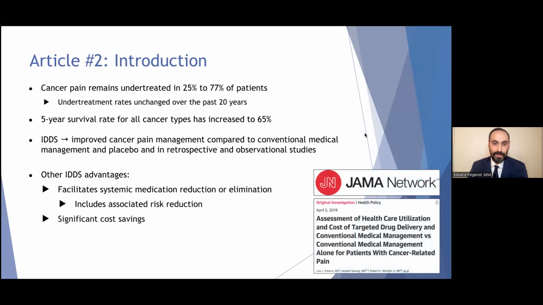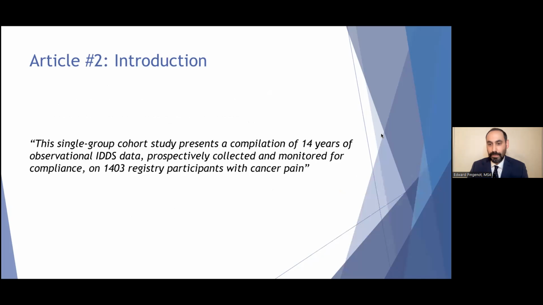We'll expound on this a bit more because there are some interesting numbers I think everyone will be surprised by. I certainly was. There can be significant cost savings utilizing IDDS systems. The paper mentions that this single group cohort study presents a compilation of 14 years of observational IDDS data, retrospectively collected and monitored for compliance, on 1,403 registry participants with cancer pain.